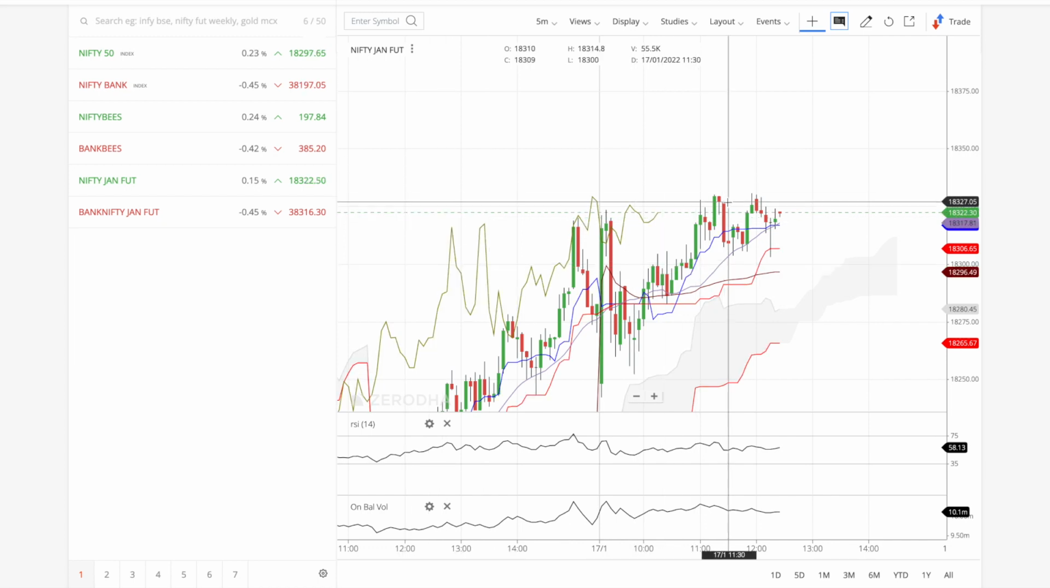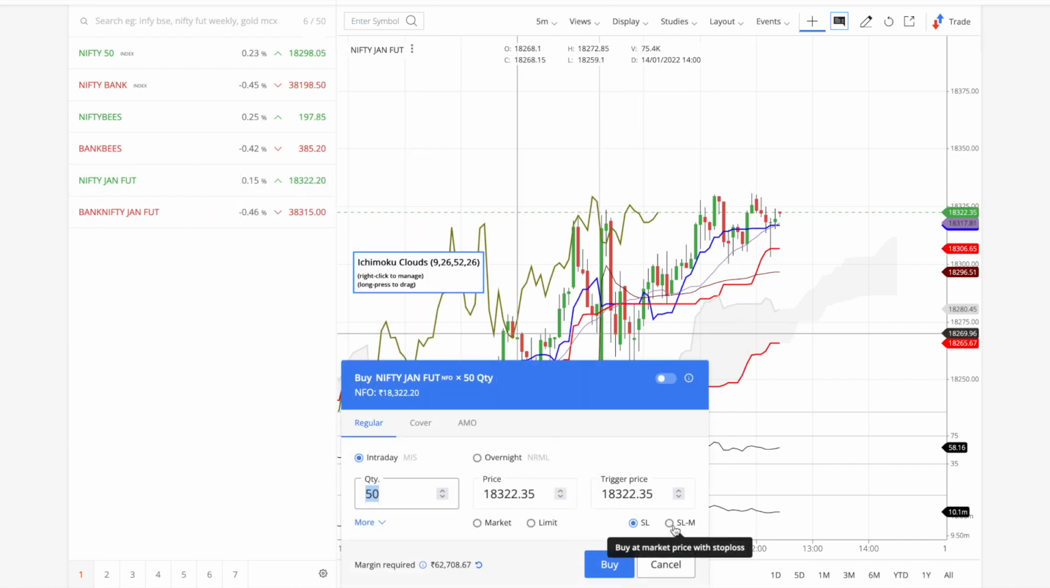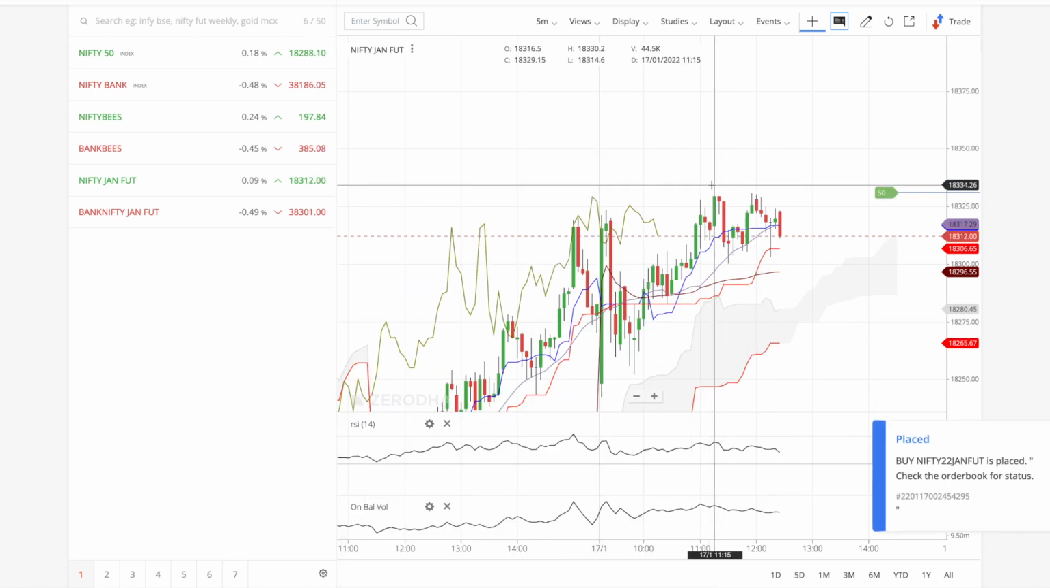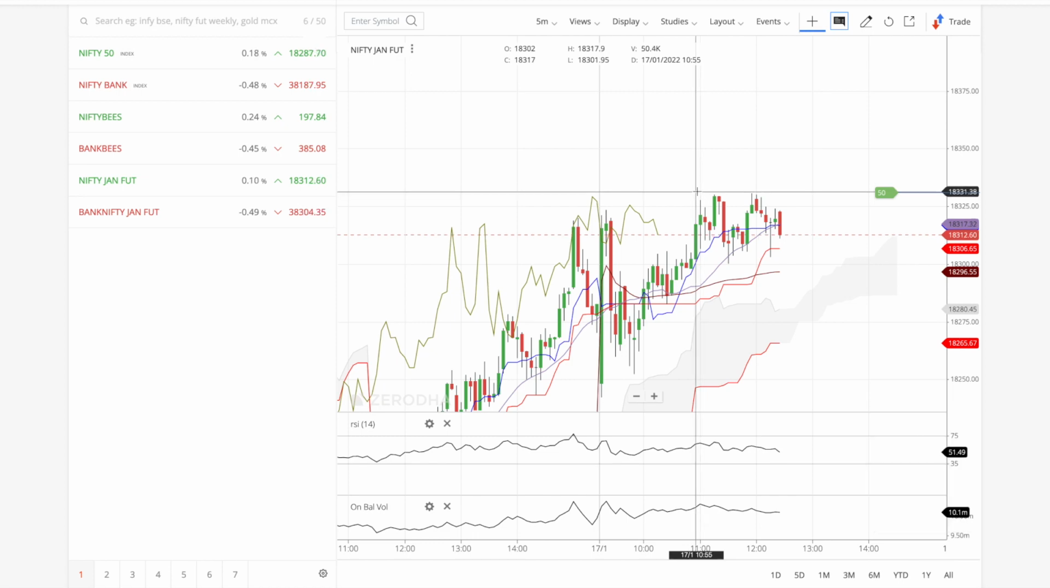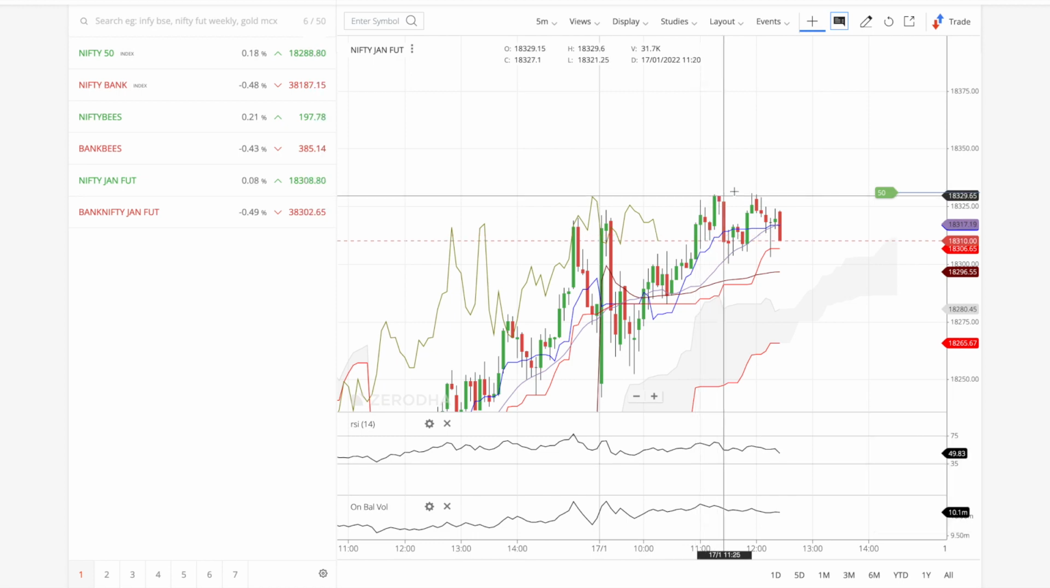So I'll put a buy over here still. Let's see if it gets triggered. Fine. If not, then I'm happy with what I got today. 18331. So yeah, if it breaks above this, it will get triggered.